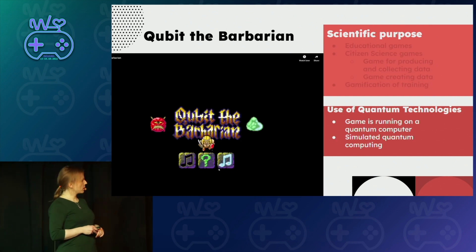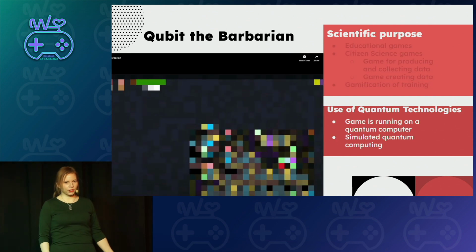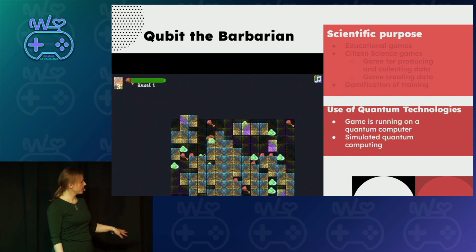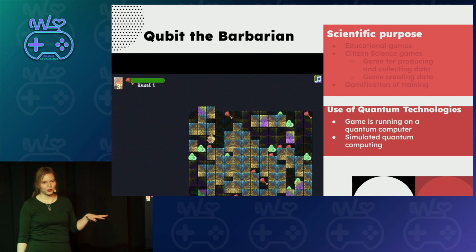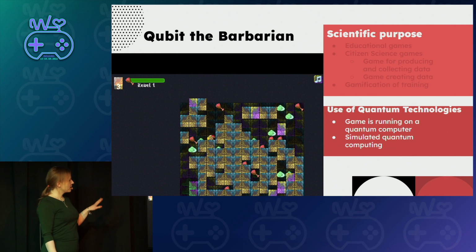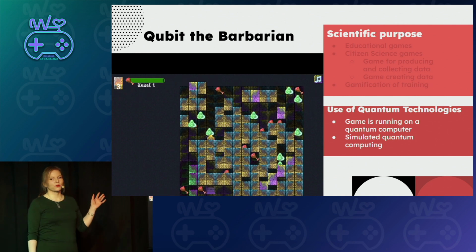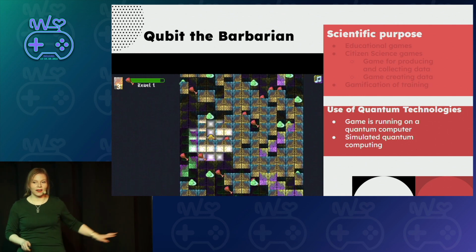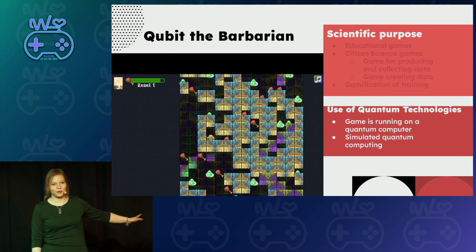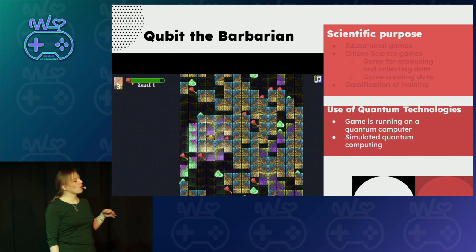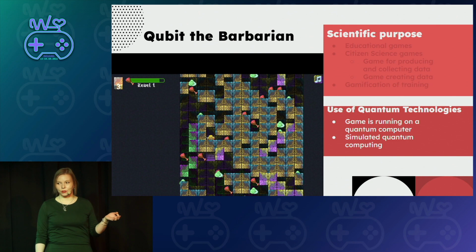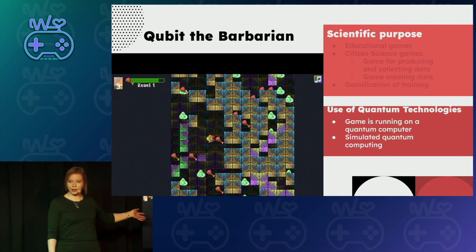And the use of quantum technologies, what is that then? So here's an example of Qubit the Barbarian, also from 2019 Quantum Game Jam. So this game is running on a quantum computer. Not completely, you cannot create graphics on quantum computers, but it's calling one of the IBM quantum computers when it's creating their maze structure here.